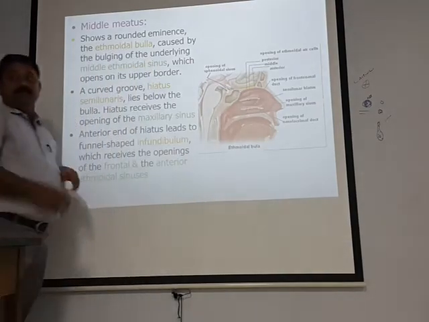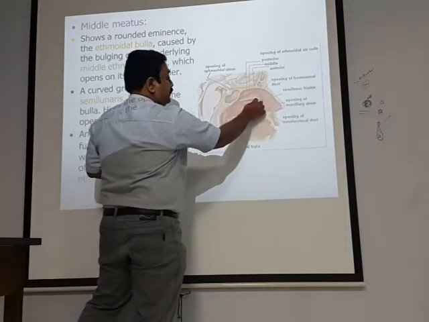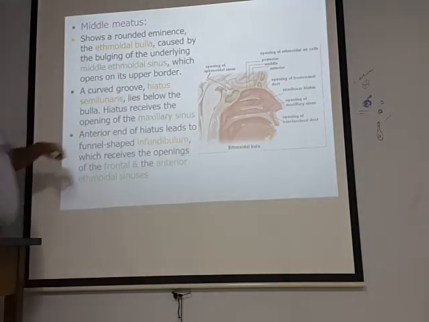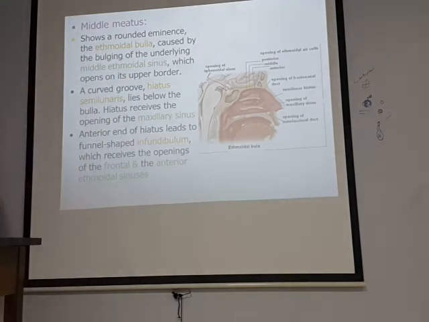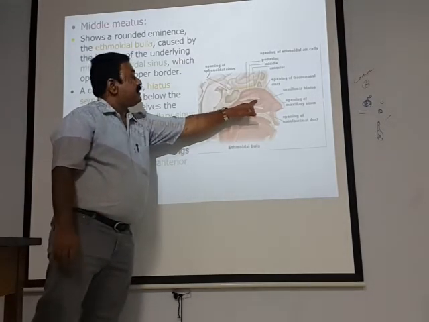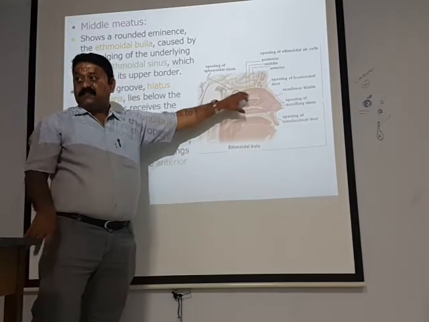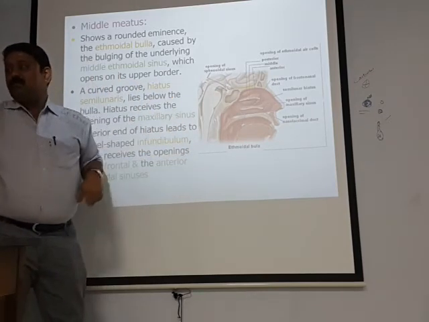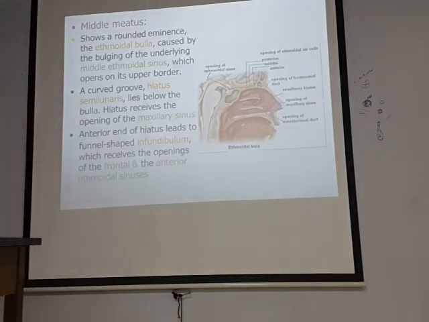Is it clear? So this is a group: the anterior ethmoidal sinus, middle ethmoidal sinus, frontal sinus and the maxillary sinus. All these sinuses open in the middle meatus. Whereas the inferior meatus has one, that is the nasolacrimal duct. So this is about the meatuses of the lateral wall of the nose.